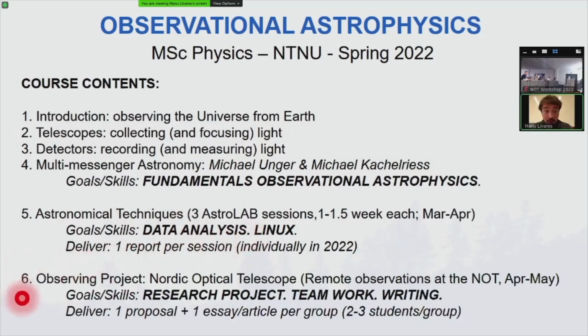And then the third block, and most important for this talk and for this workshop, is the observing project at the Nordic Optical Telescope. These are remote observations at the NOT that I'll describe in more detail soon. The goal of this third block is really to give them a research project to do with a real and professional telescope like the NOT. They also work on writing skills, their scientific writing, and teamwork. And then they deliver one proposal and one little article with the results per group.